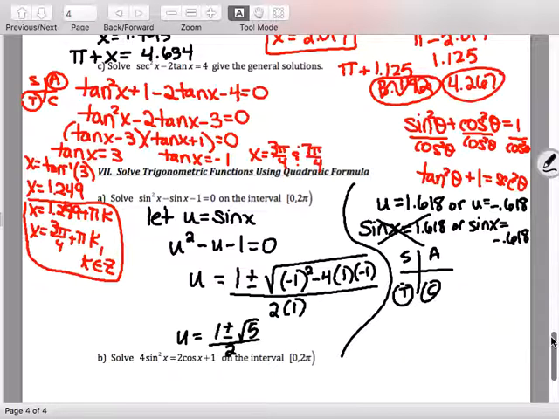All right, and we had to analyze that sine x cannot give a value smaller than negative 1 or bigger than positive 1. So this one doesn't produce a solution. Now go ahead and do inverse sine of negative 0.618. And I got negative 0.666.